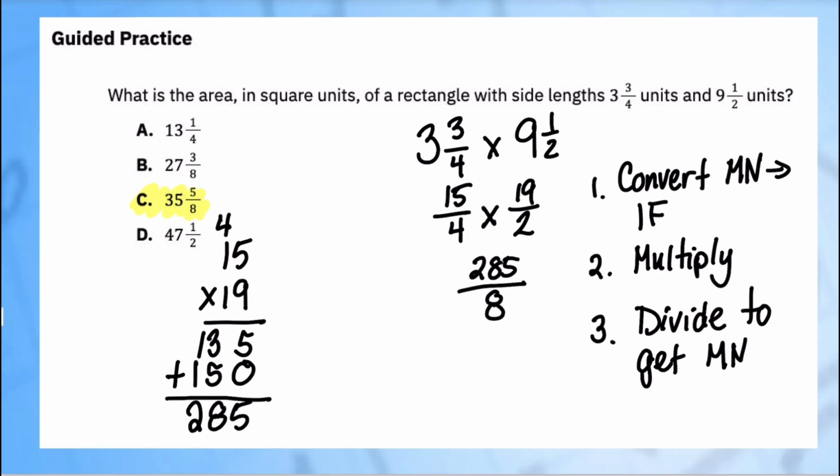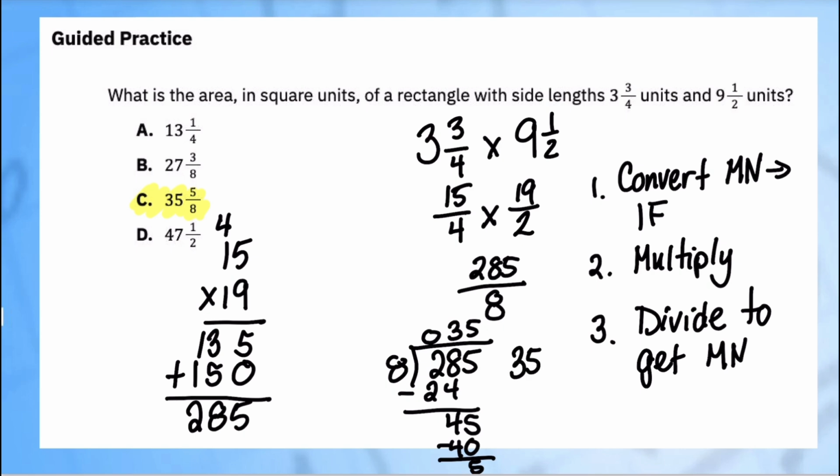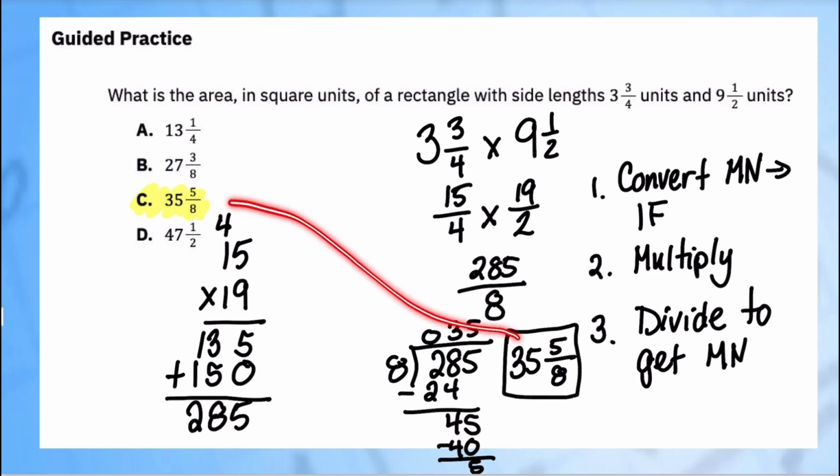So 285 divided by 8. Don't try to do this in your head. Just take a moment. Let's actually do the long division. It's okay. And I know that 8 goes into 28 3 times. That's 24. I have 45 left. 8 goes into 45 5 times. And that leaves me with 5. So my answer is 35 with my remainder 5 over 8. And that is how I got this answer right over here.